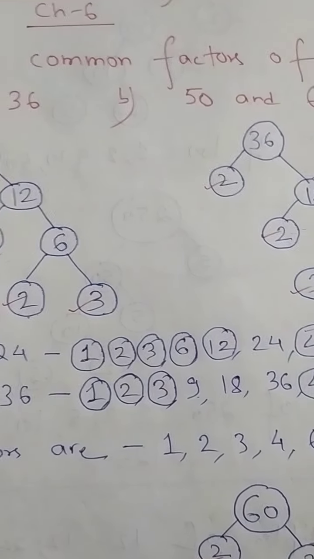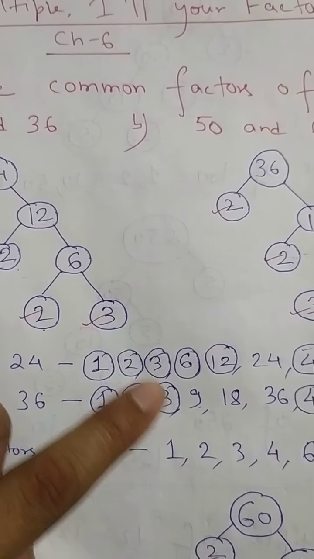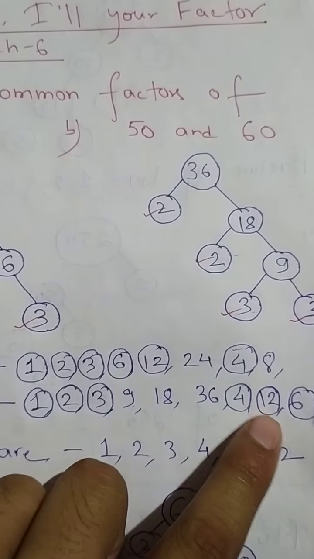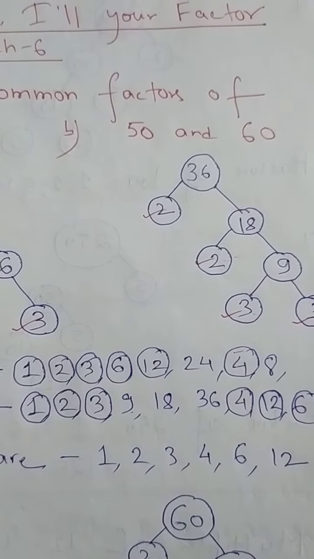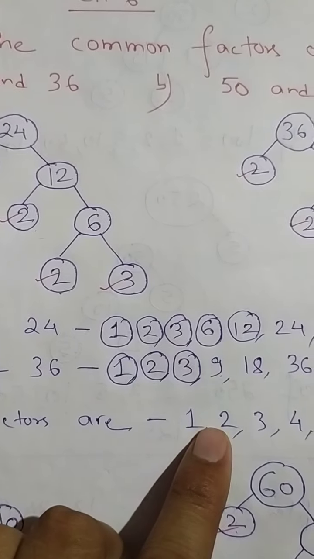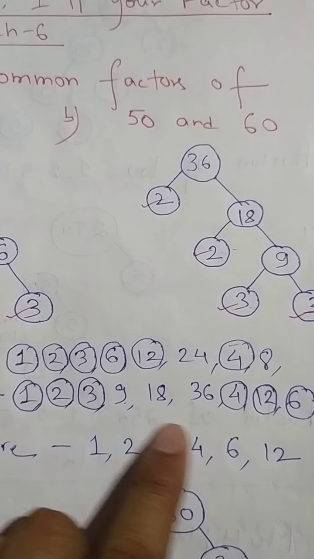Now, what are the common factors? I have circled them. 1, 2, 3, we have 6 here, then we have 12 and we have 4. So the common factors are 1, 2, 3, 4, 6 and 12. You just have to circle the common factors.